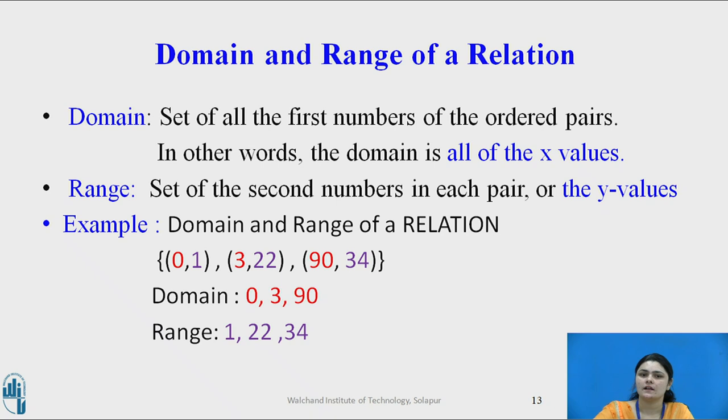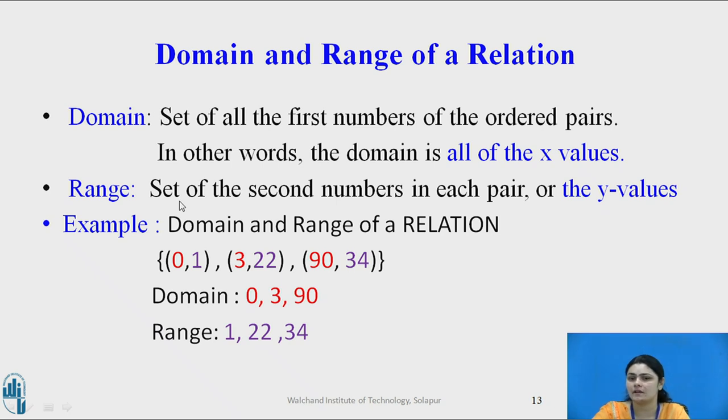Now let's move to one more concept, the domain and range of a relation. The set of all the first numbers of the ordered pairs is nothing but the domain. In other words, the domain is all of the x values. Now let us see what the range is. It is the set of the second number in each pair, or in simple terms, all the y values.